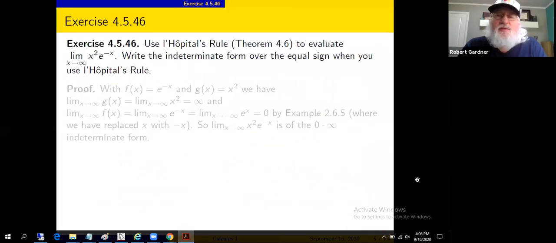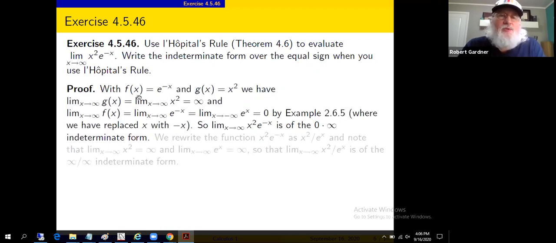Number 46 says, evaluate this limit: the limit as x approaches infinity of x squared times e to the negative x. Write the indeterminate form over the equal signs like we've been doing. So we'll take f of x to be e to the negative x and g of x to be the x squared part. I don't have a quotient, so I won't have any of this infinity over infinity stuff, but maybe I can change it into that.